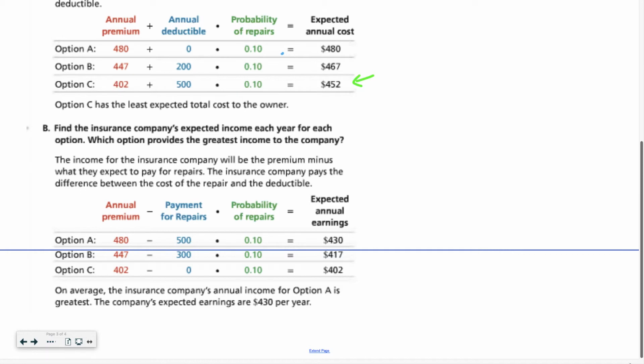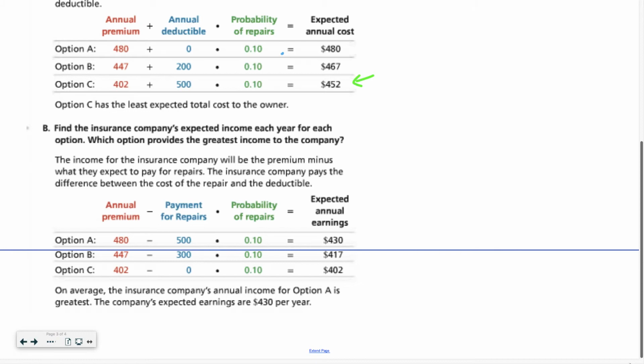Option B is $447 minus the deductible was $200, so that means the insurance company would pay $300 of the $500 bill we were given at the beginning. So 300 times 0.1 and subtract that from 447 leaves us with $417 as expected annual earnings.